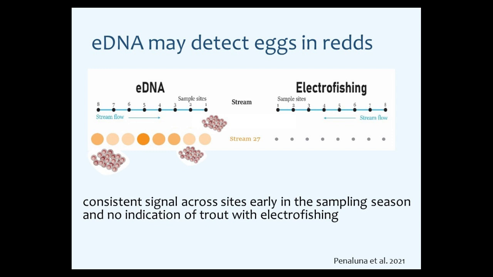We also found examples where eDNA may actually be detecting eggs in the ground. And so at this site, we had detections at all 8 of our locations in an absence of detections with electrofishing. And so we speculate that it had to do with eggs being in the ground in this location. There's other work elsewhere that has actually shown eDNA can detect eggs in the ground, so you can get a sense of redd locations and things like that using eDNA.